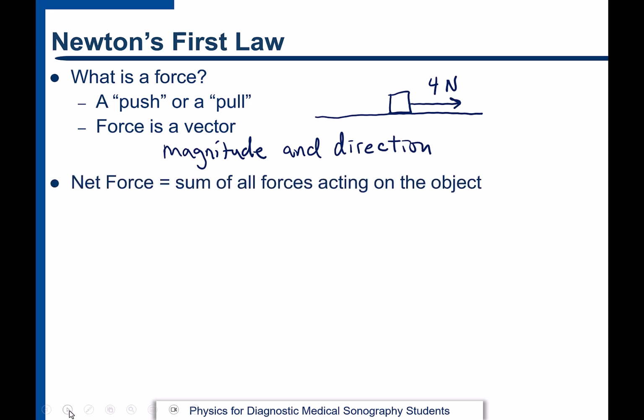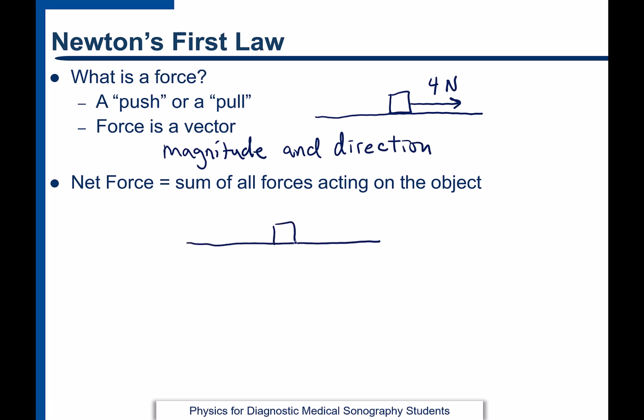The next thing that we have to understand in order to understand all of Newton's laws is the concept of a net force. What we mean by the net force is the sum of all the forces acting on the object. However, we have to be a little bit careful here because force is a vector. So we can't just add the numbers. We have to think about which way the forces are acting. So let's look at an example.